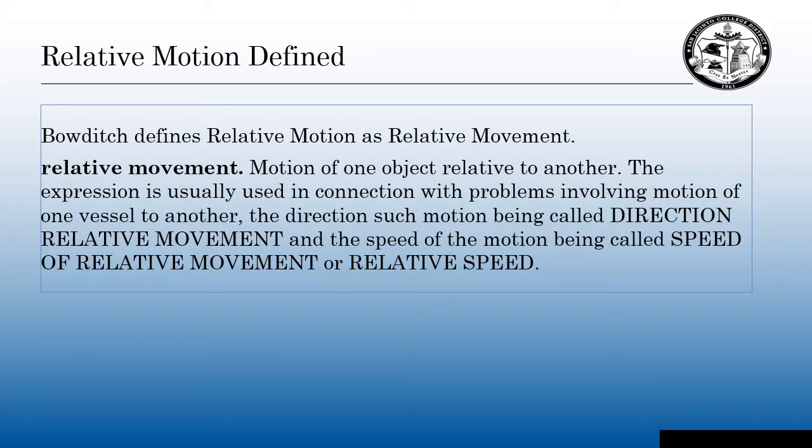In the American Practical Navigator, Bowditch defines relative motion as relative movement, the motion of one object relative to another. The expression is usually used in connection with problems involving motion of one vessel to another. On a radar, we are always in the middle of the radar, and we're moving 5, 10, 20 knots, and all these contacts are moving in relation to us, or relative to us. We're not seeing the true motion of the contact. We're not seeing the E to M of the contact. We're only seeing relative motion. So this is why it's very important for us to understand relative motion.